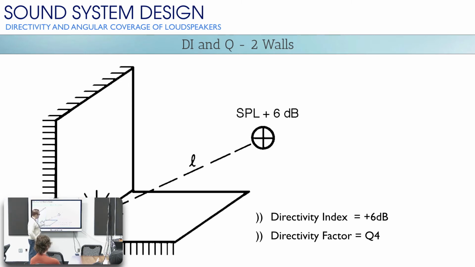So in this case, we get a 6 dB directivity index because we got 3 dB for every wall we added. We added 2 walls and get 3 dB per wall, so now we get a 6 dB increase, and now our directivity factor is 4, or a Q of 4, because it's a 4-to-1 ratio between the unconfined sound and the confined sound. Okay? Because we've doubled it twice.